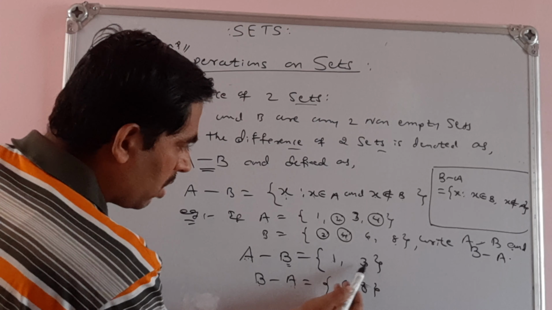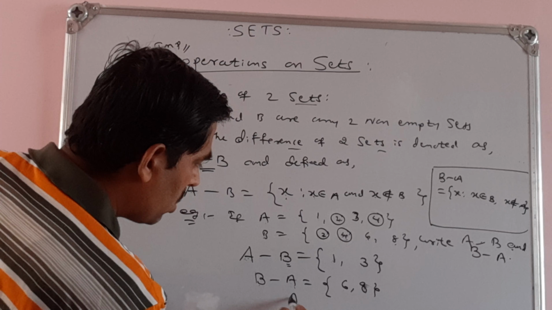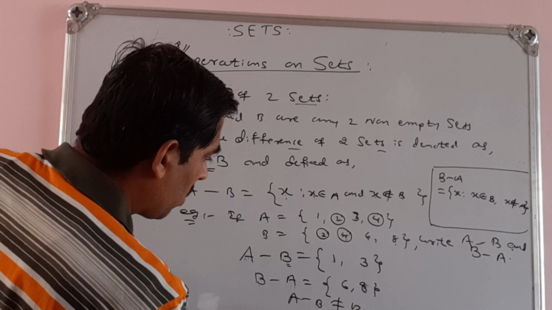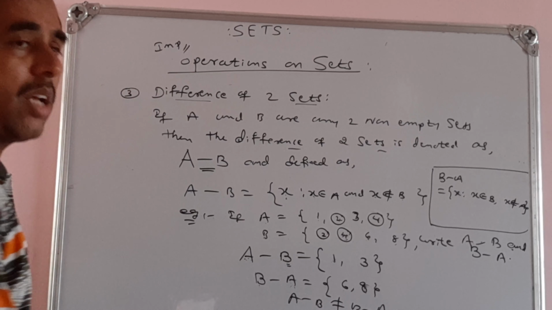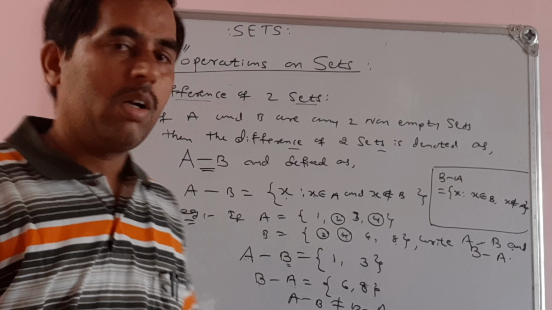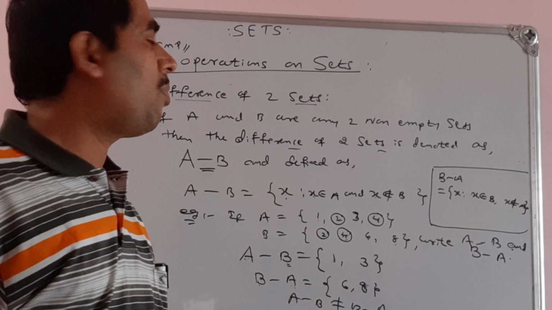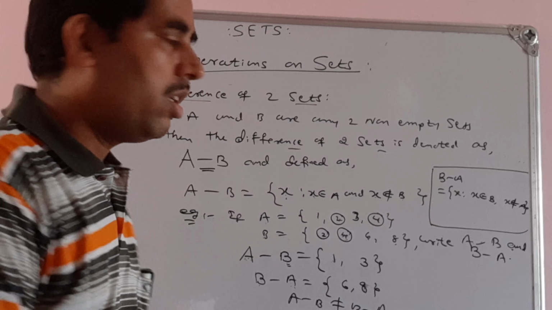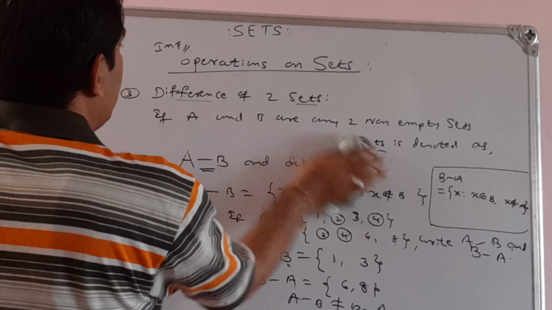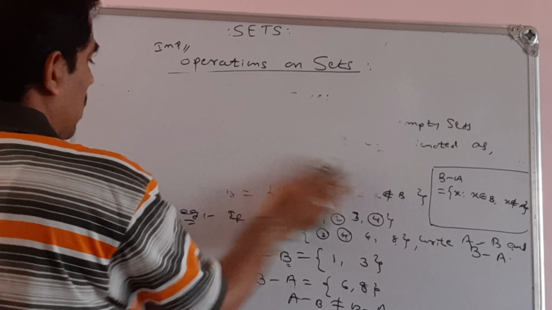See, A minus B is {1, 3}, and B minus A is {6, 8}. So from this we can easily say A minus B is not equal to B minus A. So the difference of sets is not commutative. These are the simple operations on sets. This is the difference of sets.